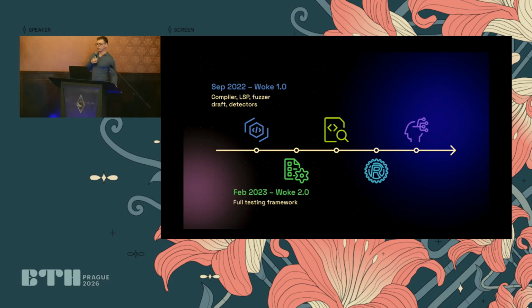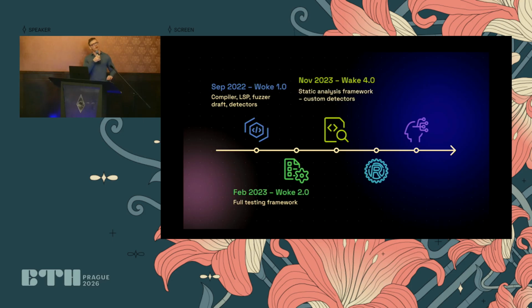Then the next version was Woke 2.0, in February 23, and at the time we introduced a full testing framework that was built on Anvil, Ganache, and Hardhat. So you could write the test in Python, use these three development chains under the hood, and stress your contracts either through unit tests or through fuzzing.